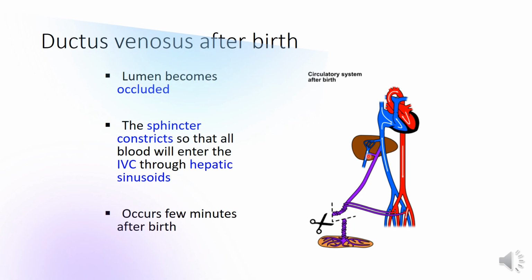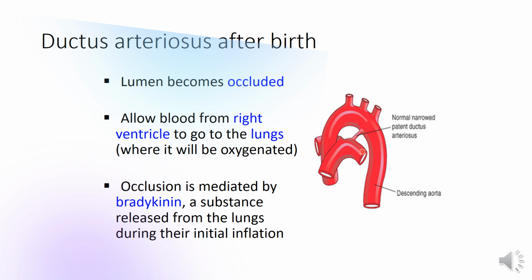The ductus venosus after birth will also become occluded. The sphincter constricts so that all blood will enter the IVC through the hepatic sinusoid. No more ductus venosus. This occurs a few minutes after birth. And the ductus arteriosus, connecting the pulmonary trunk and the descending aorta, becomes occluded. This allows blood from the right ventricle to go to the lungs, where it will be oxygenated. The closure is mediated by bradykinin, a substance released from the lungs during their initial inflation.